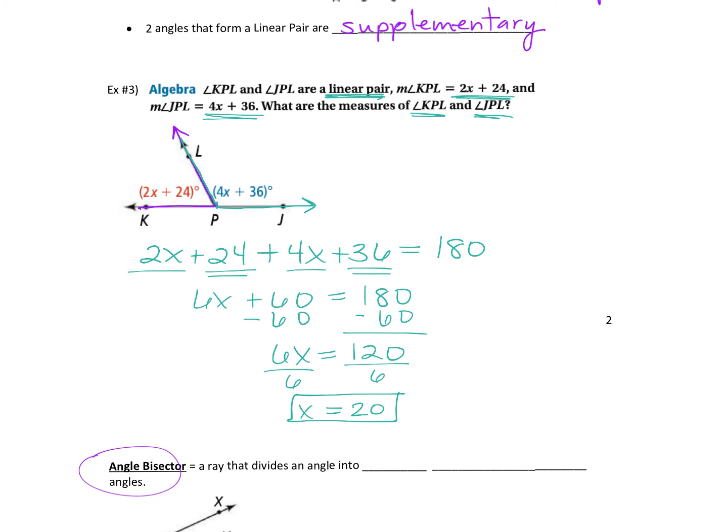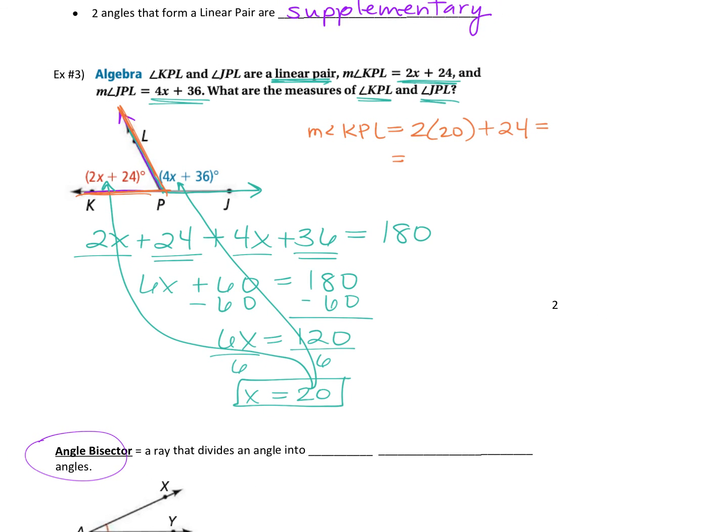They didn't ask us for x, but you need to find x to get what they did ask us for. So the next part, if x is 20, we're just going to plug that in right here and right here, and we get our two angles. So the measure of angle KPL, KPL is this one. We're going to go 2 times 20 plus 24. So that's 40 plus 24, or 64 degrees.